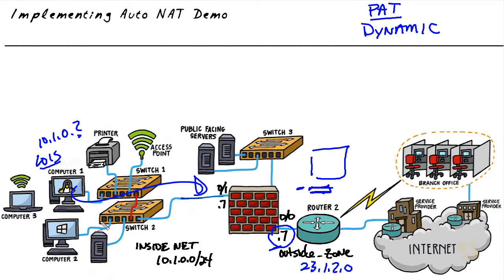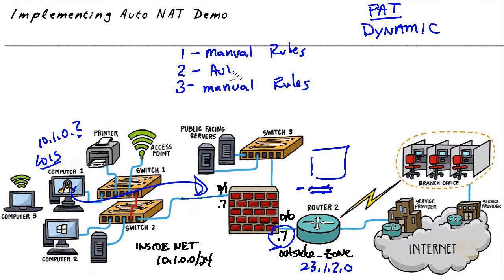So what if we want to do that game where we translate almost everybody to the single IP address, but we want to have a few exceptions? How do we pull that off? Well, on the firewall, there is a three-section approach to doing this. 1, 2, and 3. The first section is for manual rules for NAT. And when I say NAT, it can be NAT or PAT. And then the third set is manual rules. And the middle set is auto.